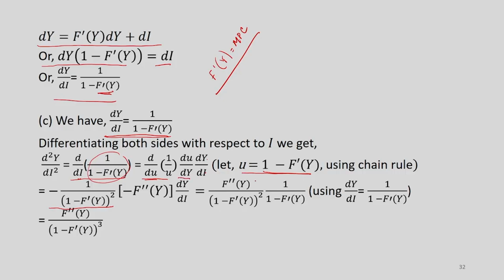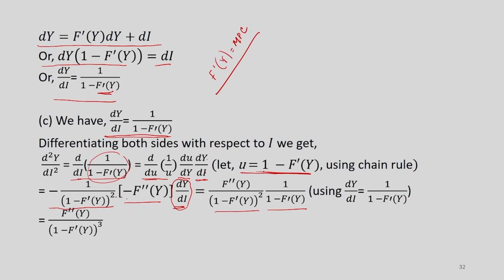d u d y, so I have to take the derivative of this with respect to y, and that will be minus f double prime y, that is coming here, multiplied by dy di, and this is repeated here, and then I simplify it a little bit. I use the fact that dy di, that is nothing but the investment multiplier, is equal to 1 divided by 1 minus f prime y. So, this is what it is turning out to be.